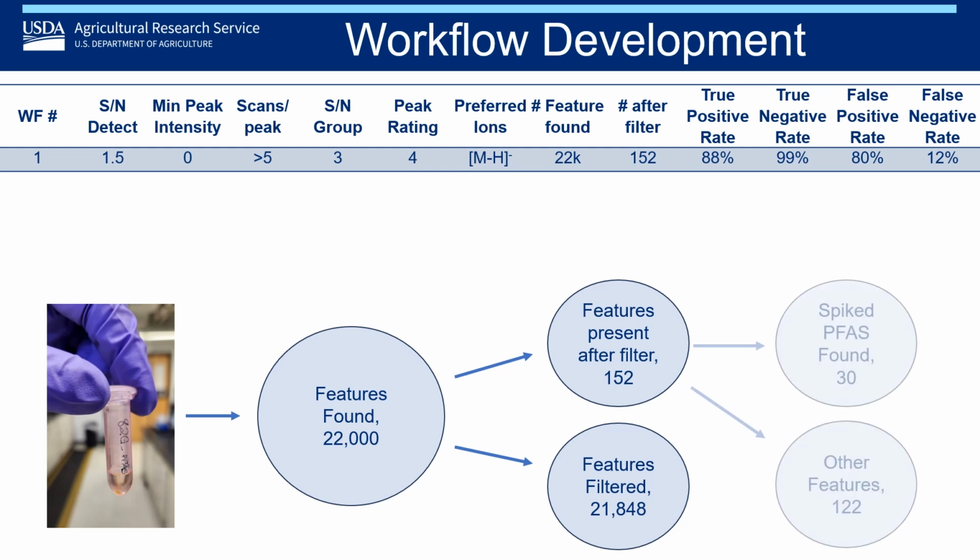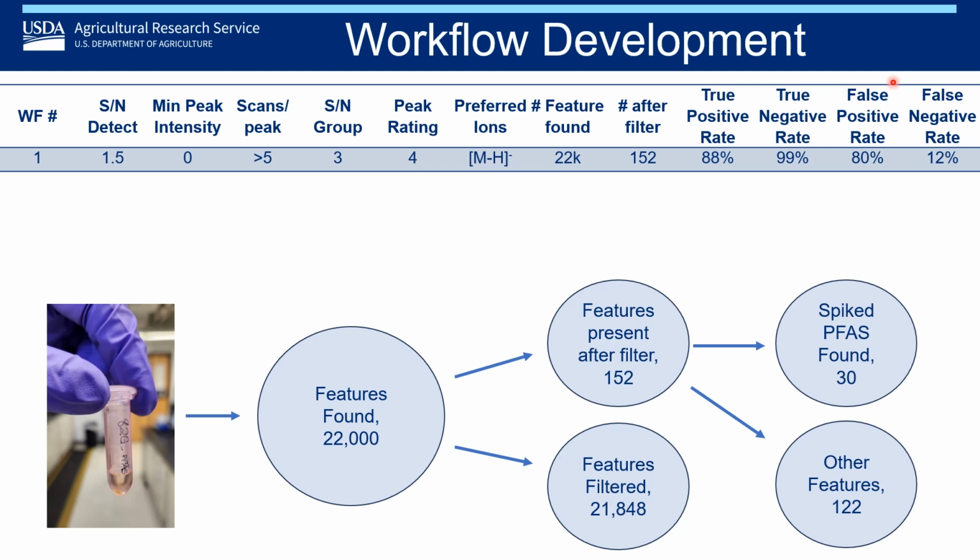This corresponds to a true positive rate of 88%, which is the 30 over 34 that we were able to find, and the remaining 122 relate to this false positive rate, which are compounds that we did not spike in, but were still present after both the workflow and the filter.